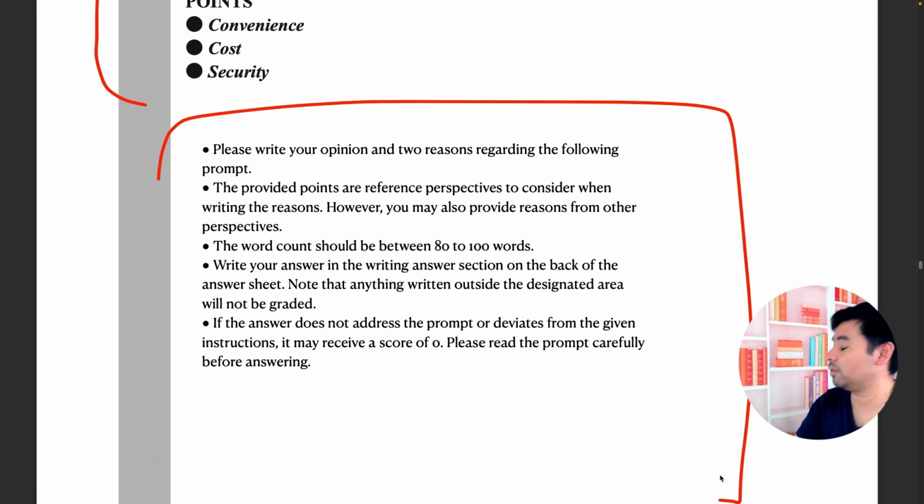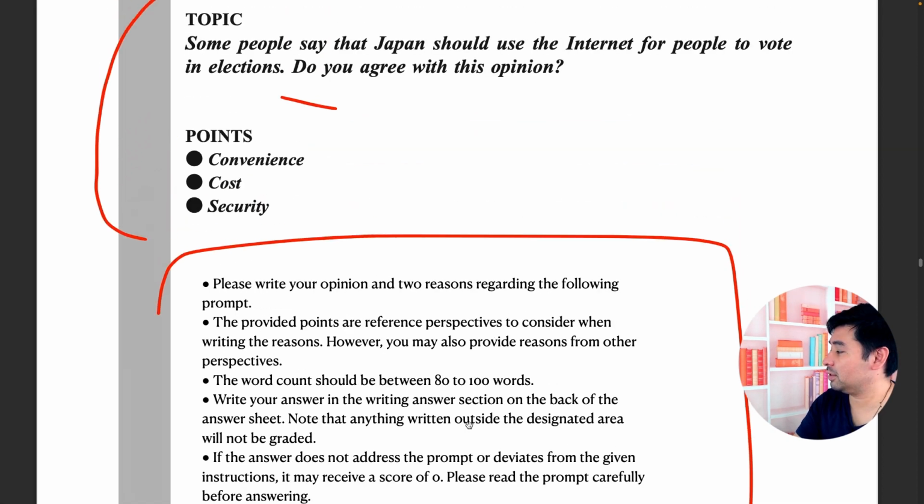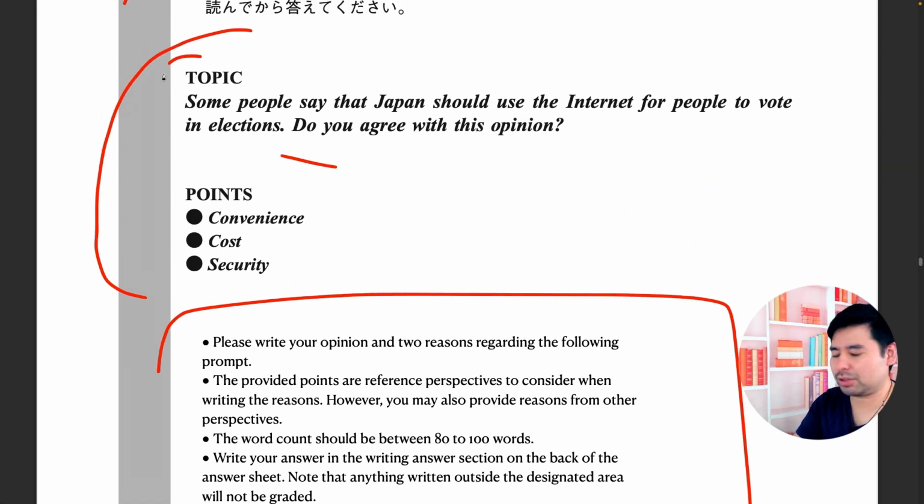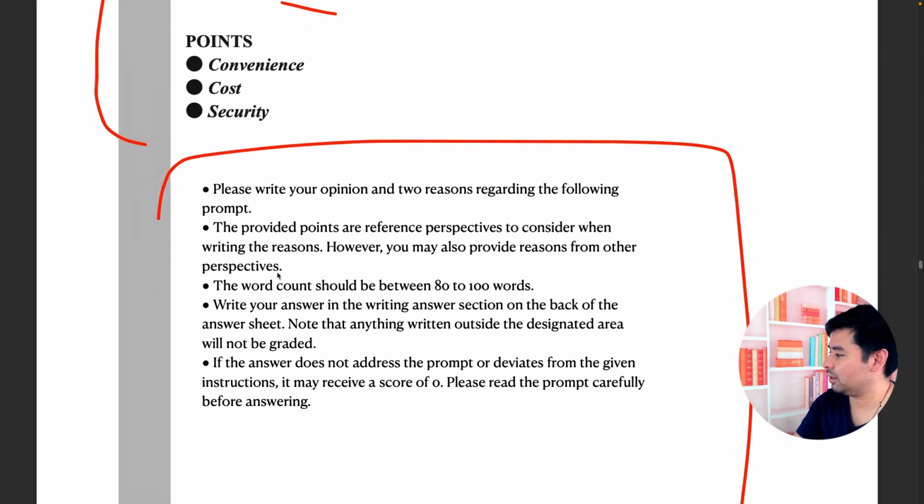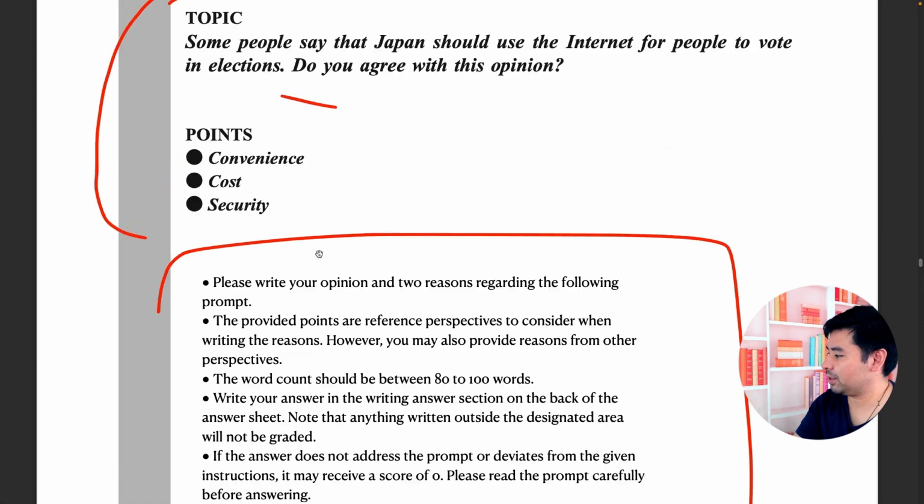Okay, so follow me. Number 1, please write your opinion and 2 reasons regarding the following prompt. So what is the prompt, teacher? It's the info that you have to start your writing. So this is the first thing. The provided points are reference perspectives to consider when writing the reasons. However, you may also provide reasons from other perspectives.